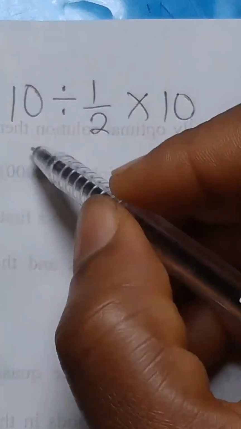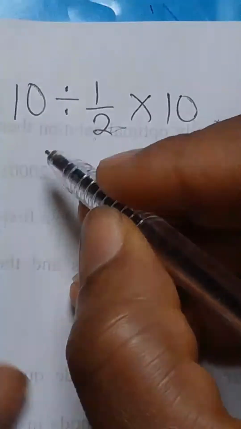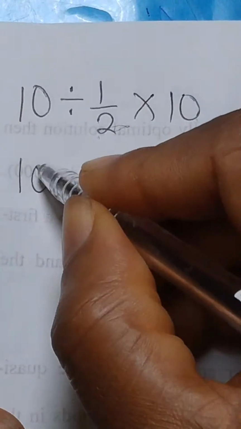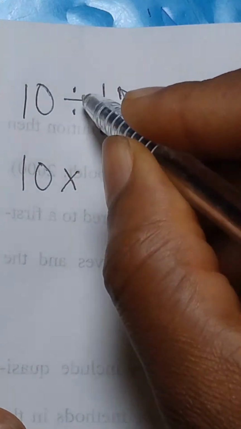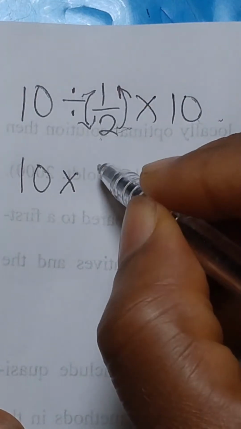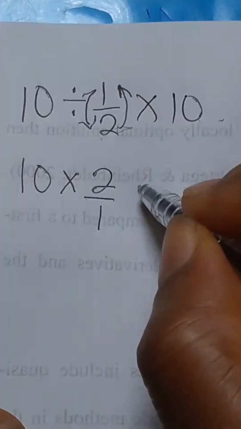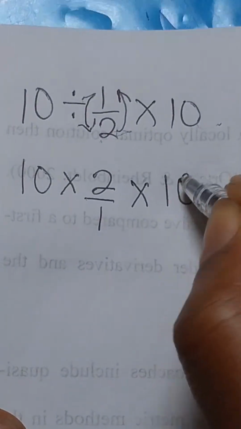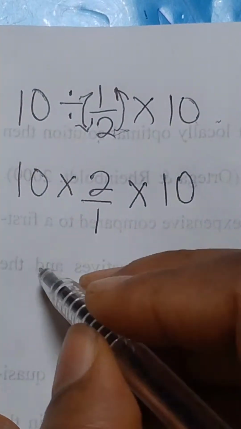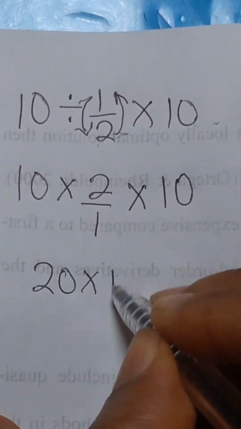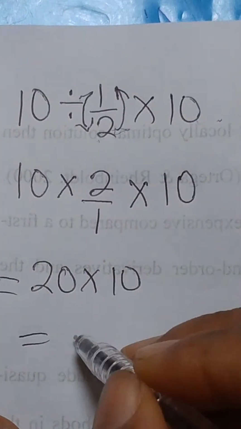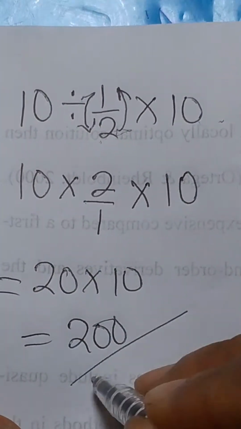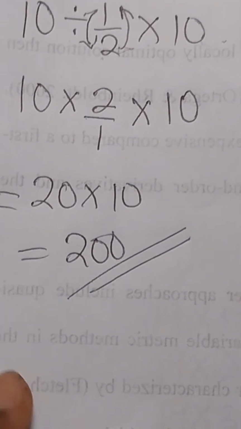Now if you want to divide, you change it to multiplication and flip this fraction. If we do that, we have 10 times 2 will come up here, 1 will come down. So we have 2 over 1 times 10. Then 10 times 2 is 20, times 10, and all over 1 is the same thing. 20 times 10 is 200. So that is the correct answer to the question.